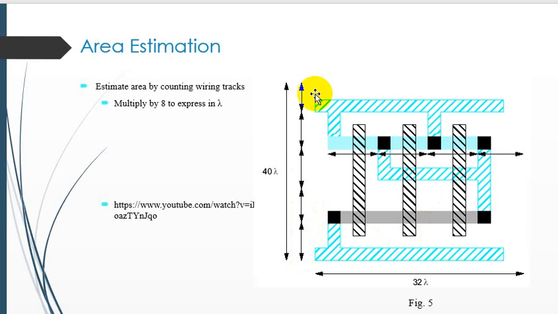Now we will move toward the vertical side and calculate the horizontal wiring tracks. In this case we have 5 horizontal wiring tracks: 1, 2, 3, 4 and 5. These are the 5 wiring tracks in the horizontal direction. We multiply by 8, so we get 40 lambda, which is the height of the 3 input NAND gate. So the overall area estimation of the 3 input NAND gate is 40 multiplied by 32 lambda.